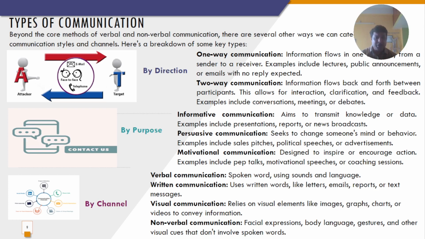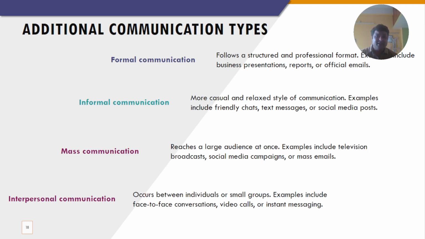I think you understood these types of communication. These are the very important three types: bidirection, bipurpose, and bichannel. And the other additional communication types: formal, informal, mass, and interpersonal communication. Formal communication follows a structured and professional format. Examples include business representation, reports, or official emails. These are all formal communication.